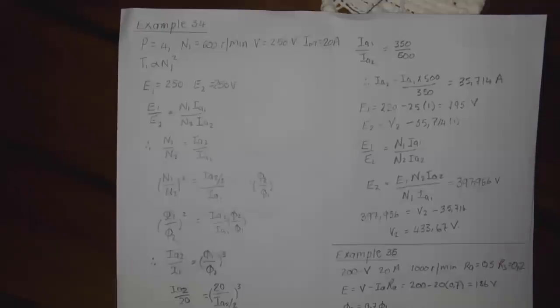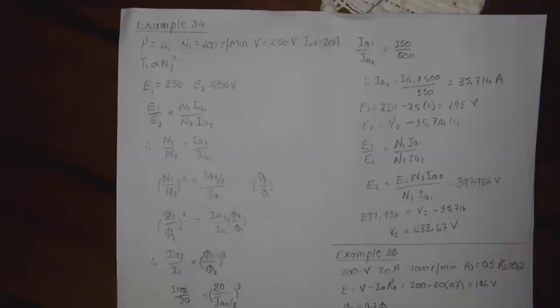And also that n1 squared over n2 squared gives us IA2 over 2, because of the resistance that is in parallel with the field. So those two are the same. Therefore, only half is going to set the flux up.